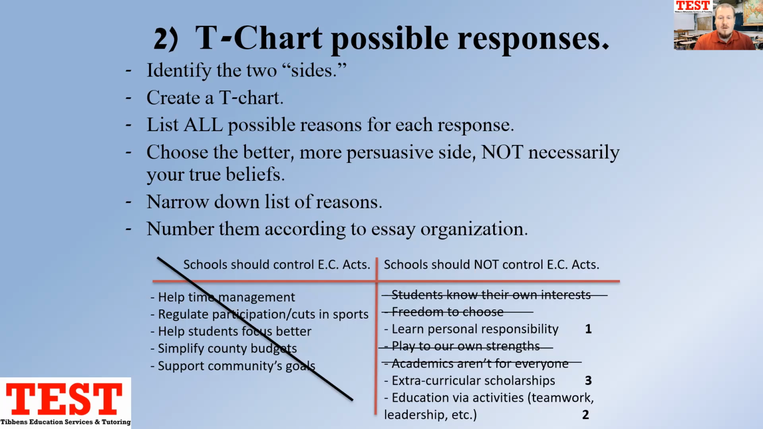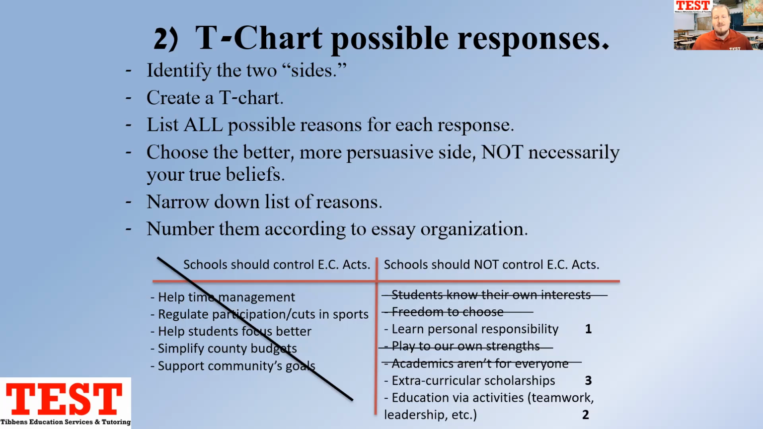Freedom to choose is cool, but again, I think that it's a little bit broad, and I can use the idea of freedom to choose with the personal responsibility. When I have the freedom to choose, I then also have to deal with the consequences of my choices. So I don't want to make that its own paragraph because it seems a little broad, it seems a little vague, but it also seems like an idea I can use maybe inside of the personal responsibility paragraph.